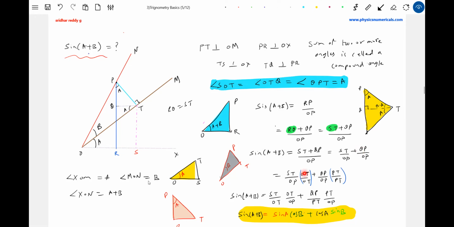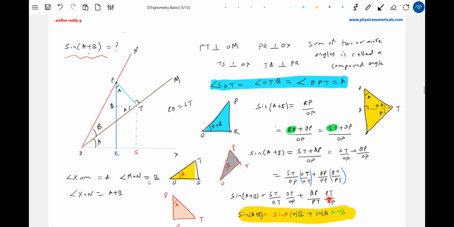Let me divide and multiply by OT in this term, and similarly divide and multiply by PT in the other term. Then let me rearrange this: ST by OT times OT by OP, and similarly QP by PT times PT by OP.